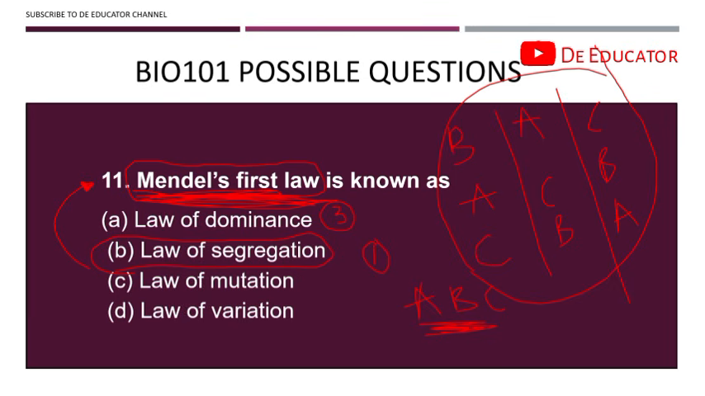But in some texts, you see it as number one, law of dominance, number two, law of segregation, number three, law of independent assortment. That arrangement is not according to the ranking. So please take note of this.